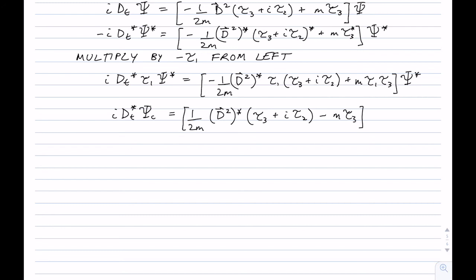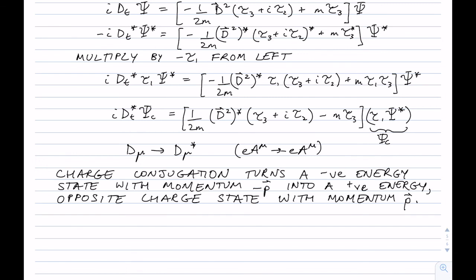So what I want to do is put all of those together, and I get tau 1 psi star. And so again, this is actually the end of the proof. It shows that if I take d mu goes to d mu star, which is the same as taking eA mu goes to minus eA mu, then I get back to the original Klein-Gordon equation. So charge conjugation turns a negative energy state with momentum negative p into a positive energy state with the opposite charge and momentum plus p. So that's the charge conjugation, and it's inside the Klein-Gordon equation.